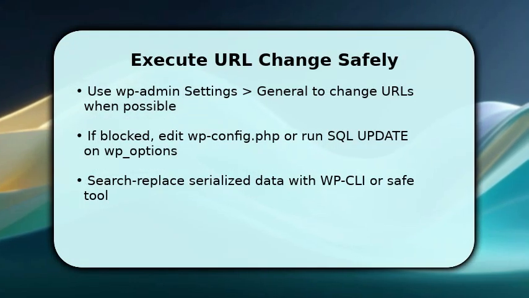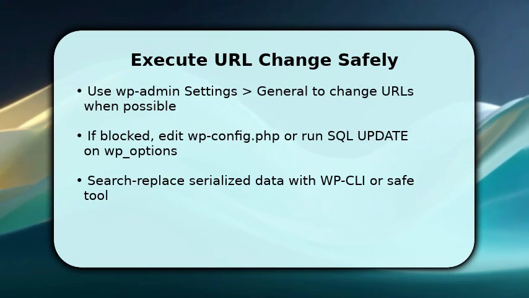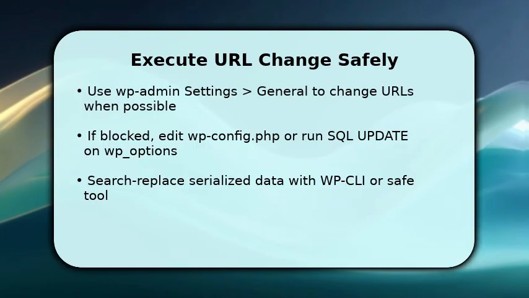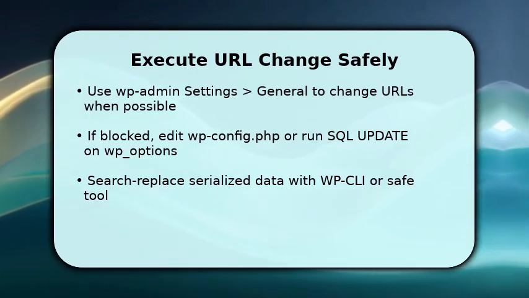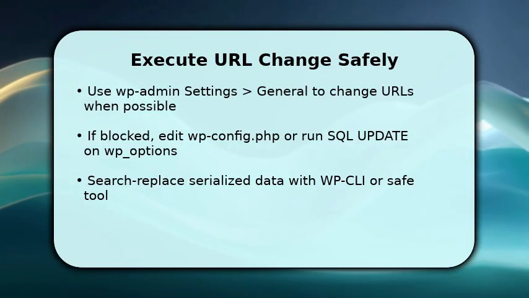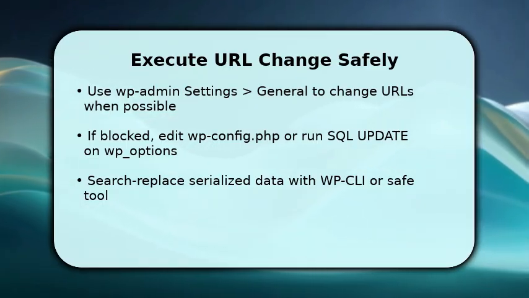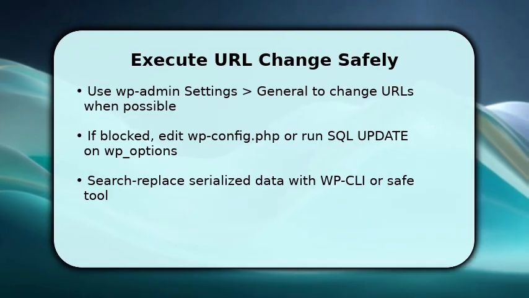You now perform the change. Try Settings General in WP-Admin and update WordPress address and site address, then save. If the dashboard is inaccessible, make the change in wp-config.php or run an SQL update on the WordPress options table to set siteurl and home.